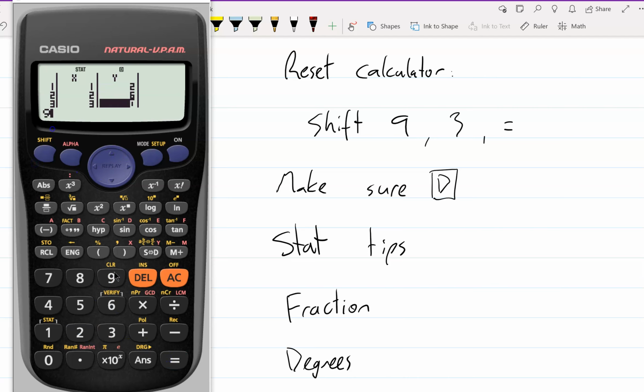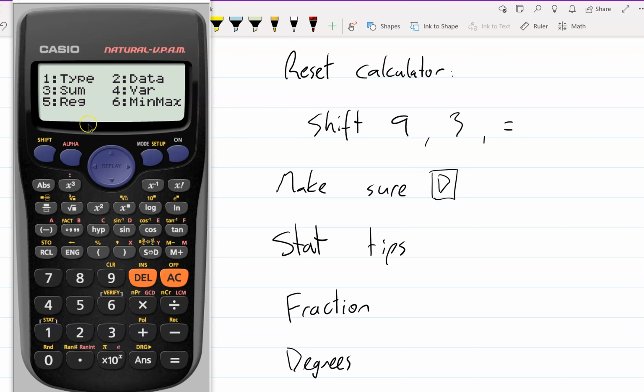Once I've put in my list of data, I'll go home by pressing the AC button, and then I'll press Shift, Stat, and I get presented with a whole heap of options. If you want things to do with the mean and standard deviation, they're all in variance, number 4. If I go into 4, you can see we've got standard deviation of X, standard deviation of Y, the mean of X, the mean of Y. So if I press 2, it'll tell me what the mean of X is.